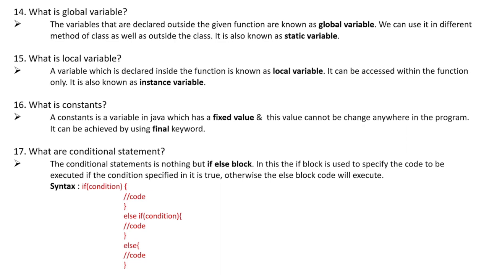17. What are conditional statements? The conditional statement is nothing but an if-else block. In this, the if block is used to specify the code to be executed if the condition specified in it is true, otherwise the else block code will execute. Below is the correct syntax.